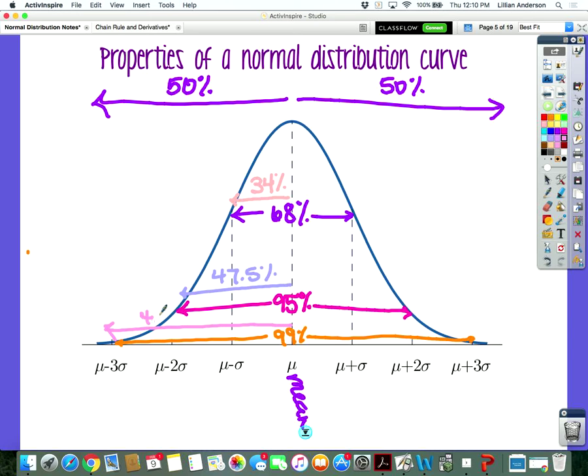49.5. Yeah, I was right. 49.5. Okay? So all these are good to know. They're not in your reference booklet. But they can be applied to your application problems that do deal with your normal distribution curve. So we're going to take a look at an example, actually a couple of examples, and we'll just do the basic ones today.